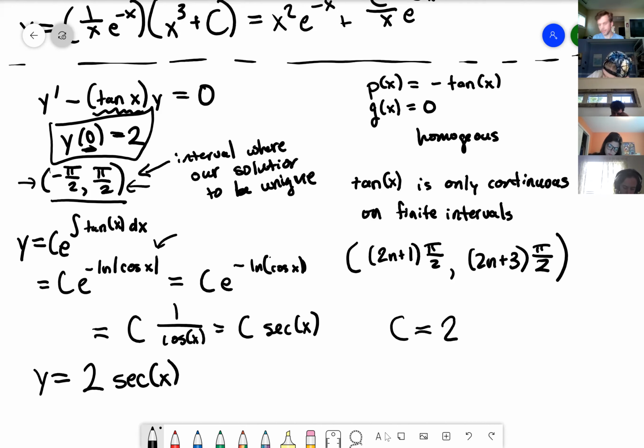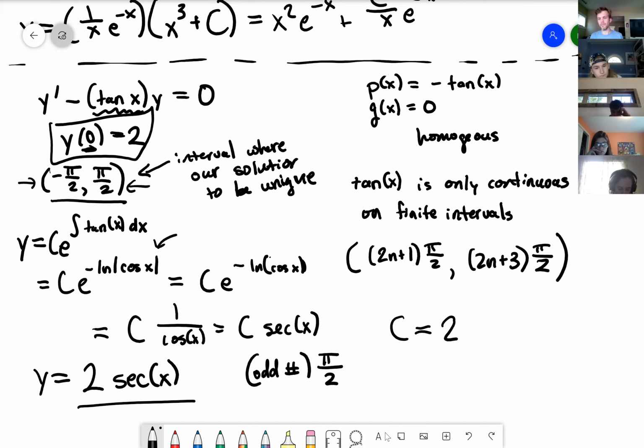Now, if we look at this solution, what we see is that we have secant here, and secant also has discontinuities at the same places, at odd numbers times pi over 2, because it's 1 over cosine, and cosine is 0 at those points. So what we get in our solution is something that's continuous in the exact same place that our p of x was continuous. So that's what's very useful about it.